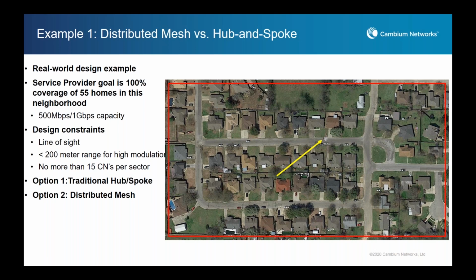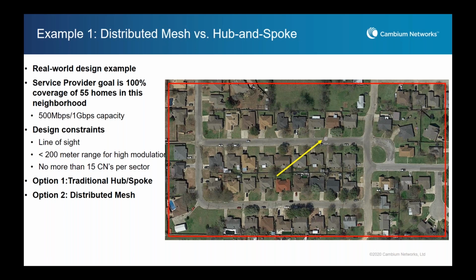This is a real world example. A customer service provider wants to provide 500 megabits per second and gigabit per second capacity to this area of homes. There are 55 homes in this neighborhood. When you're talking about 60 gigahertz, you have to think about really three constraints when you're doing the design. One is that 60 gigahertz, by the nature of physics, is a line of sight technology. So you must have absolute line of sight between the distribution node and the client node.